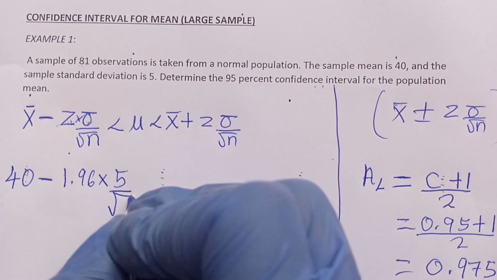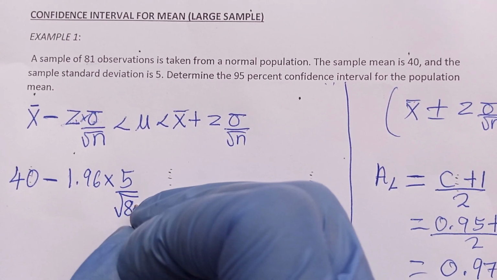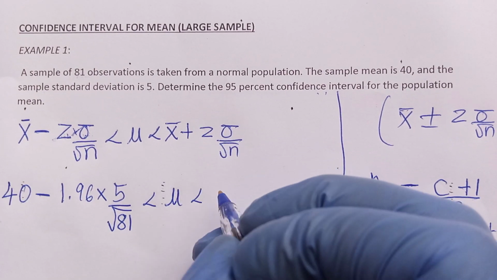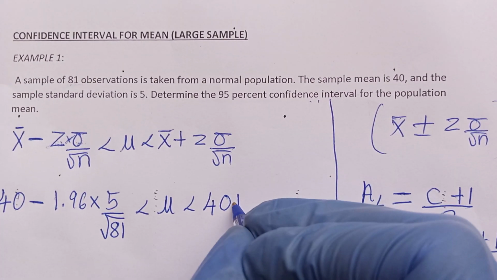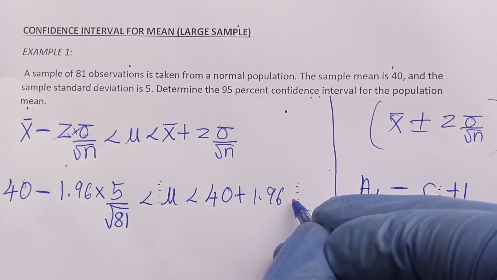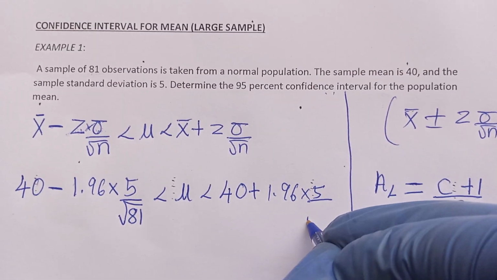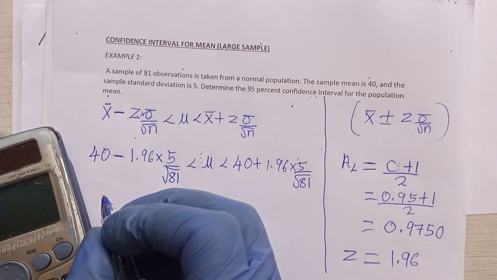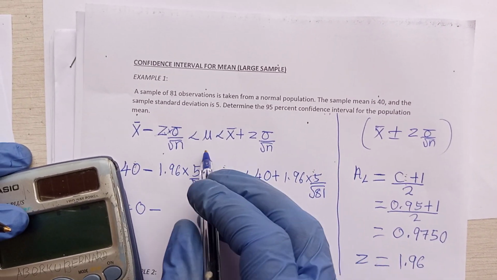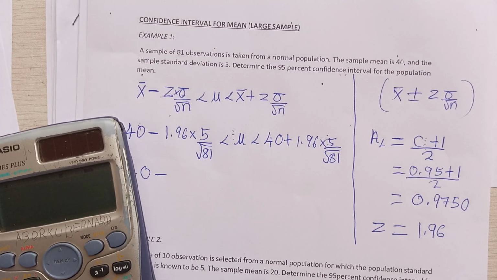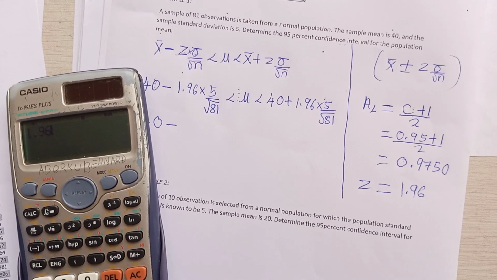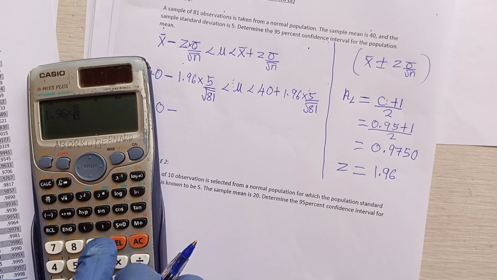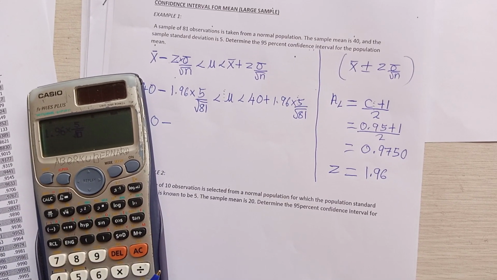divided by root n. What's our n? 81. Less than mu, less than, so you repeat the same thing, only the sign will change. That's 40 plus 1.96 times 5 over root 81. So quickly, you have 40 minus 1.96 times 5 over root 81, that's Z times standard deviation over root n.